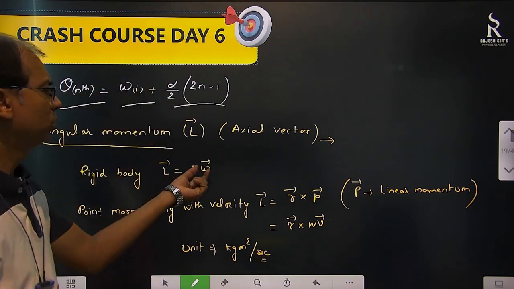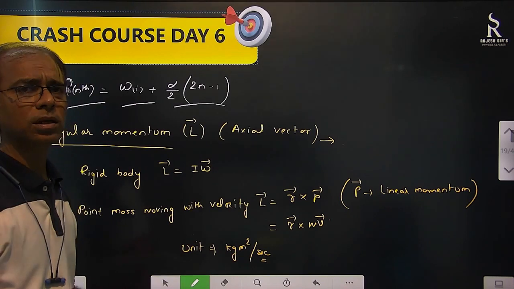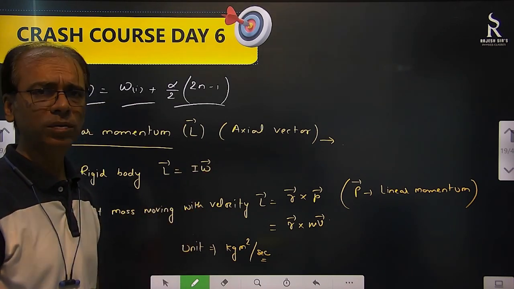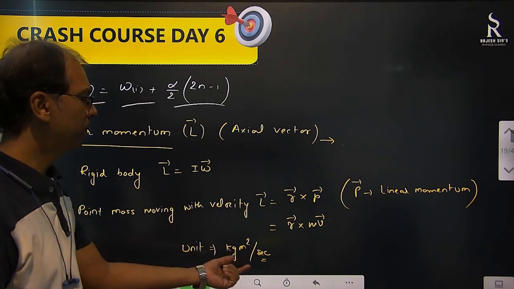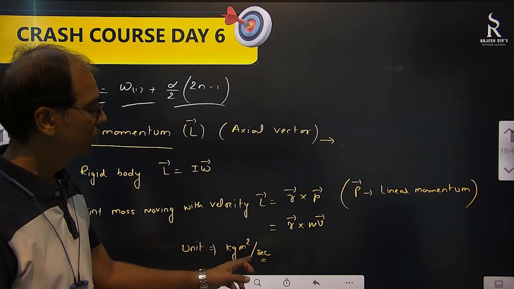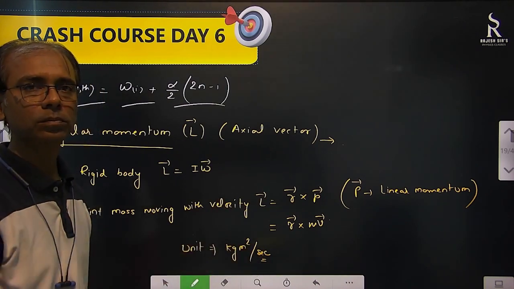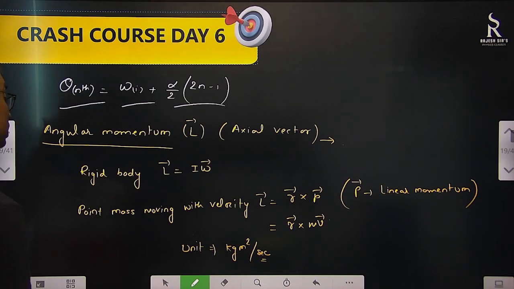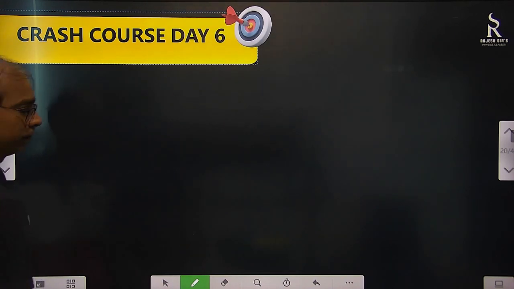From here also you can see omega's unit is what? Radian per second. So kg, meter square per second. Radian we don't write. So kg, meter square per second. Dimensions M, L to the power 2, T to the power minus 1. Okay. So let's see now on this one, let's solve few questions, then we'll move ahead after that.